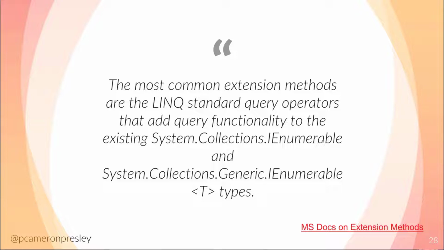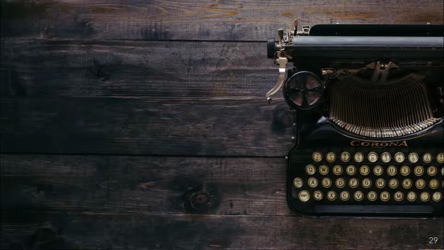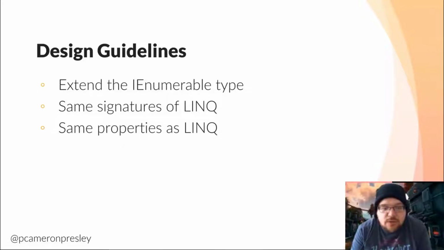So we've gotten to the point where we've covered some of the core concepts of what we needed for a foundation. Now it's time to actually start writing a little bit of code to implement LINQ ourselves. And to do that, we've got some guardrails and guidelines we're going to follow. So if you look up the definition of LINQ, it actually works on anything that implements the IEnumerable interface. So that's what we're going to do too. We're going to extend onto the IEnumerable type.